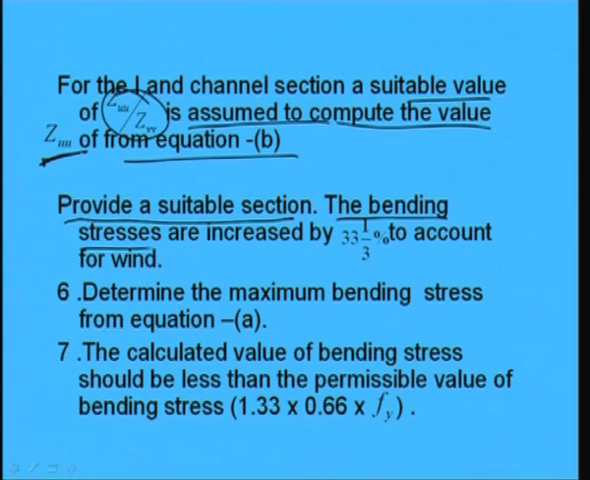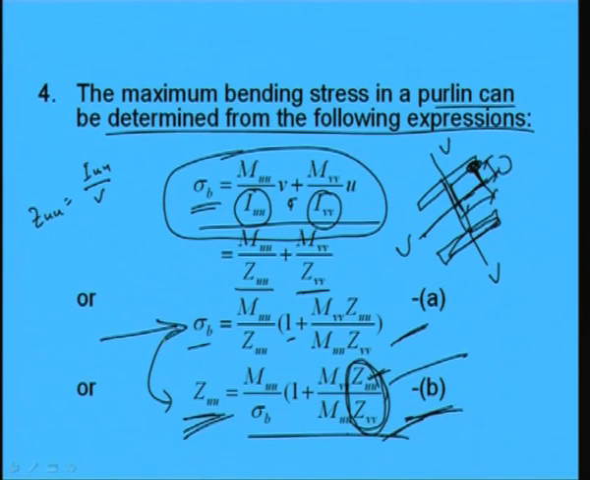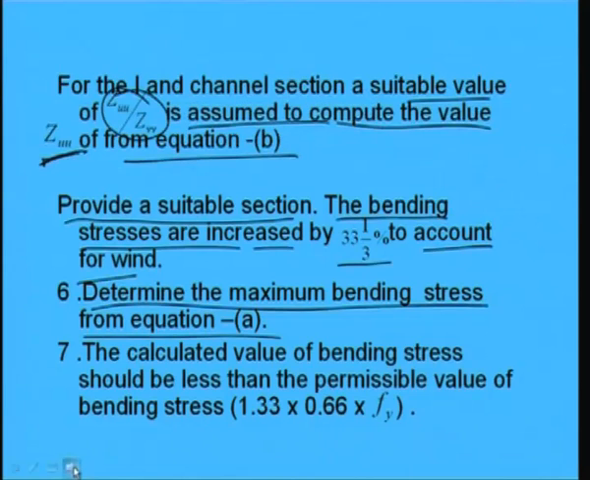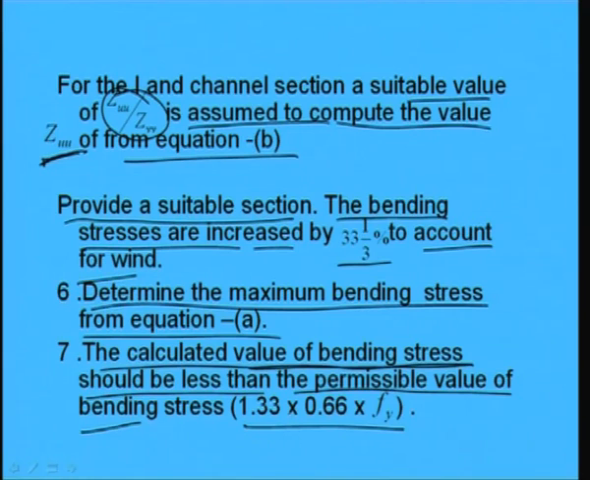The bending stresses are increased by 33.33% to account for wind; that also we have to take care of. Then we can find out the maximum bending stress from equation A. The maximum bending stress, given in this equation, is MUU by ZUU into (1 plus MVV ZUU by MUU ZVV). From this we can find out the maximum bending stress. Then we will calculate the value of bending stress. The calculated value of bending stress should be less than the permissible value of bending stress, which has been considered as 1.33 into 0.66 Fy.